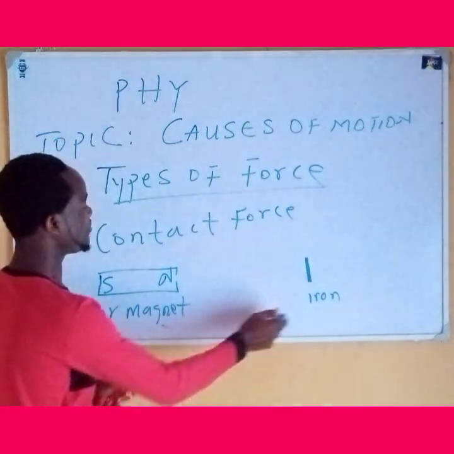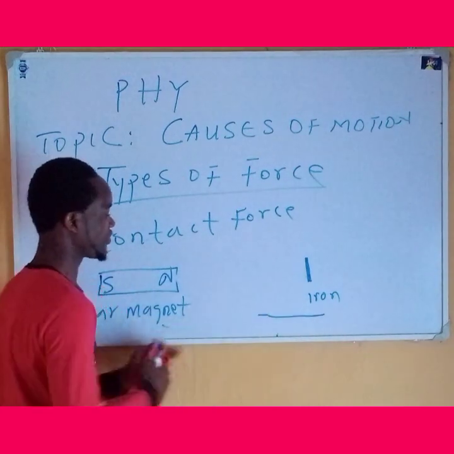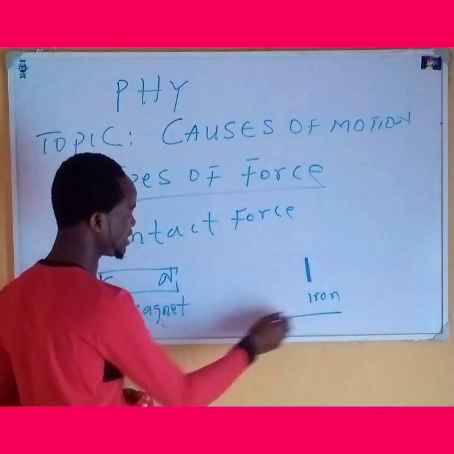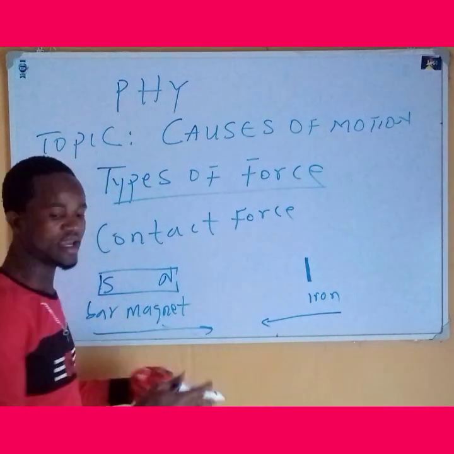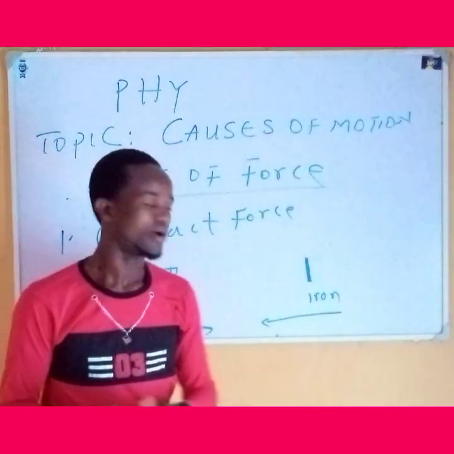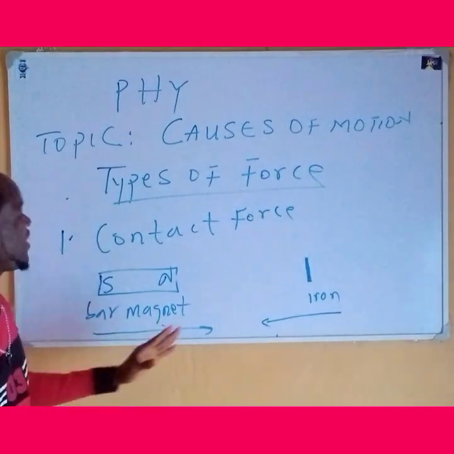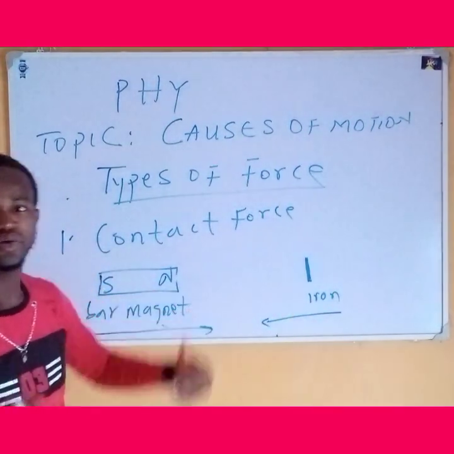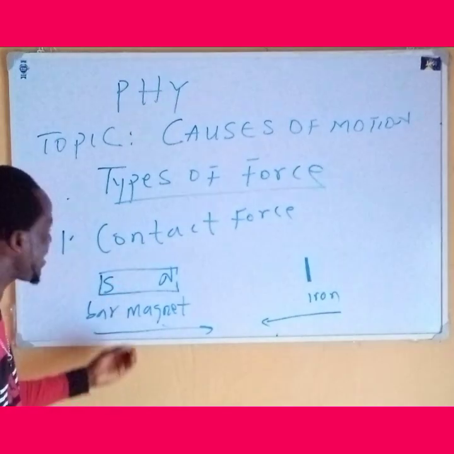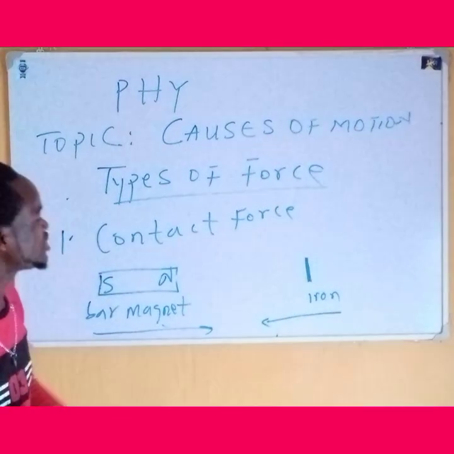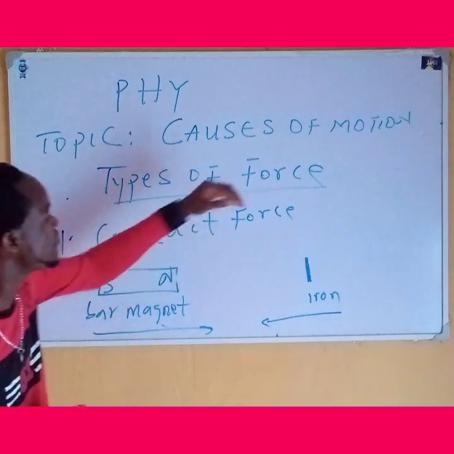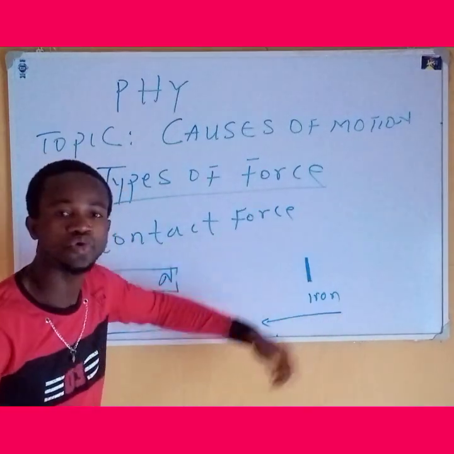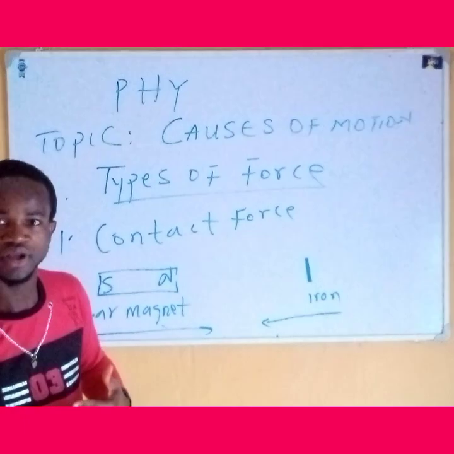There is a separation between the two substances. Are you with me? There is a distance apart between them. Now, for the fact that the magnet and the iron are not close to each other, this bar magnet has some forces. There is a force emerging from this magnet that will make this iron begin to change its position. Are you with me?